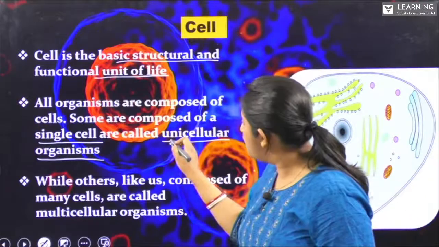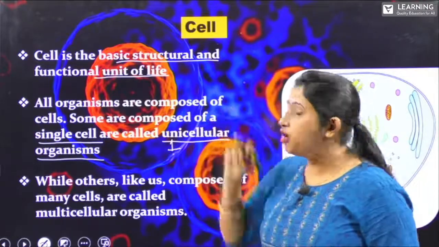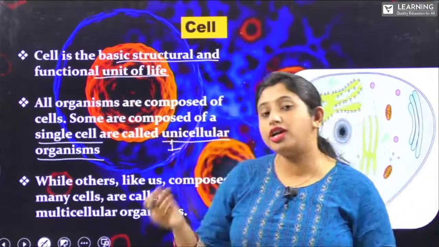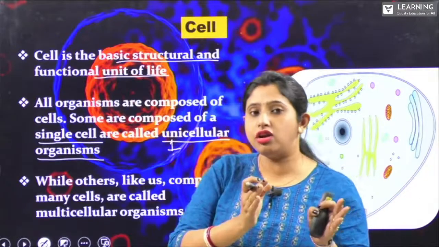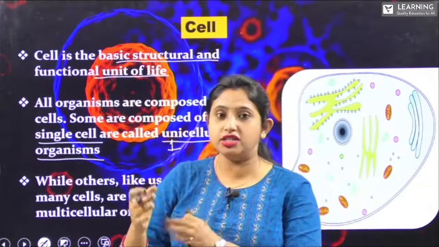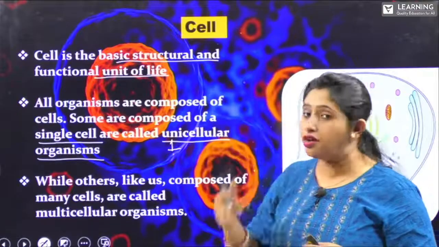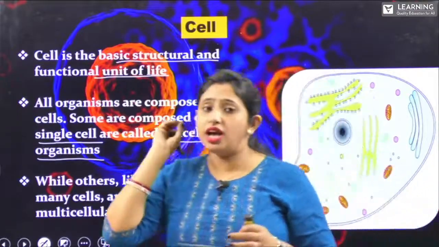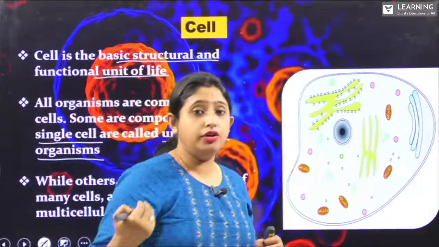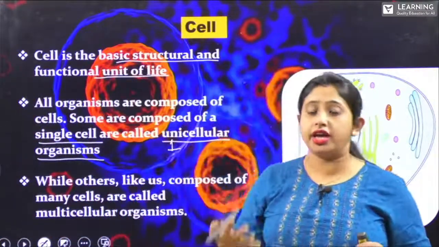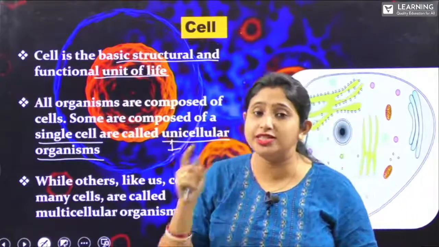Uni means what? One. So they have got a single cell, right? So they are called unicellular organisms. Organisms can be divided into two types, unicellular organisms and multicellular organisms, based on the presence of cells. Those organisms have only one cell. With the help of this single cell, they perform respiration, circulation, excretion, right? Everything takes place with the help of the single cell.